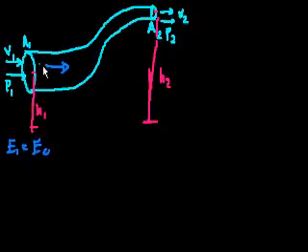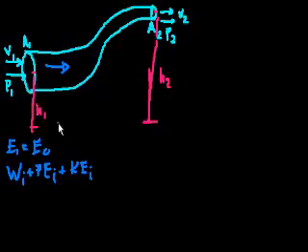Well, what's the energy that you put into a system, or that the system starts off with at this end? Well, it's the work that you input plus the potential energy at that point of the system, plus the kinetic energy at that point of the system. And then we know from the conservation of energy that that has to equal the output work plus the output potential energy plus the output kinetic energy.